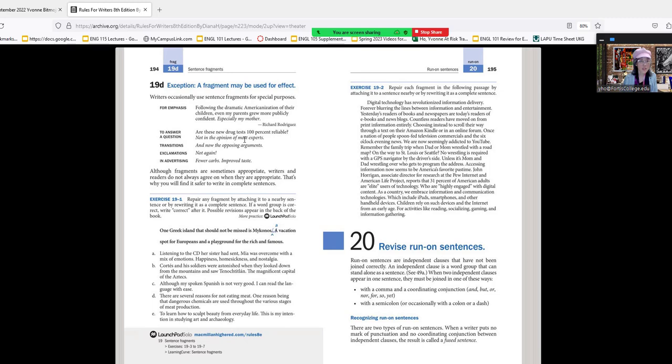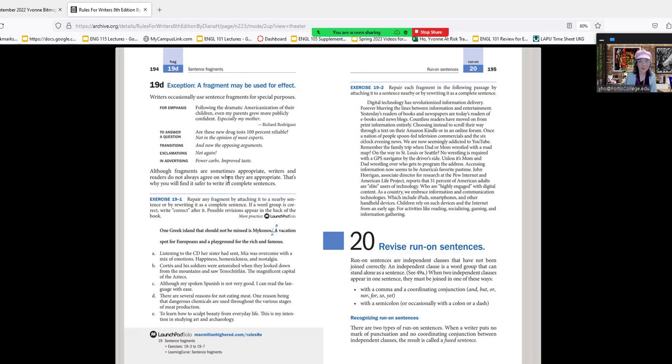Are the new drug tests 100% reliable? Not in the opinion of most experts. And now the opposing arguments. Not again. Fewer carbs, improved taste. Commercials use a lot of fragments.